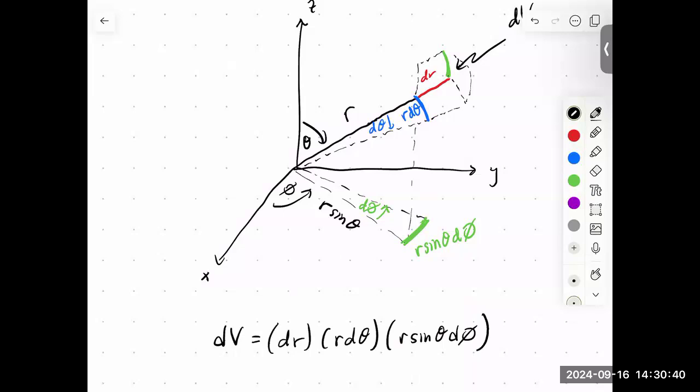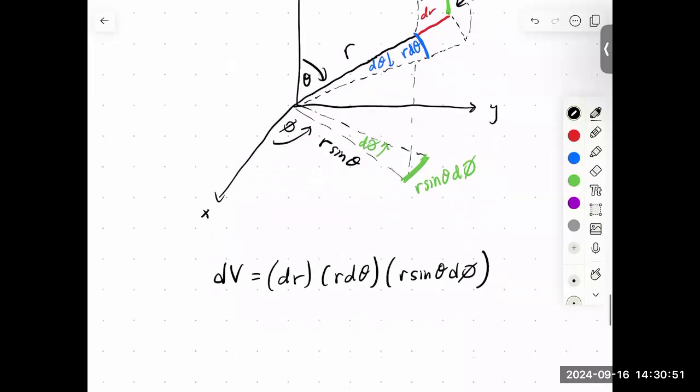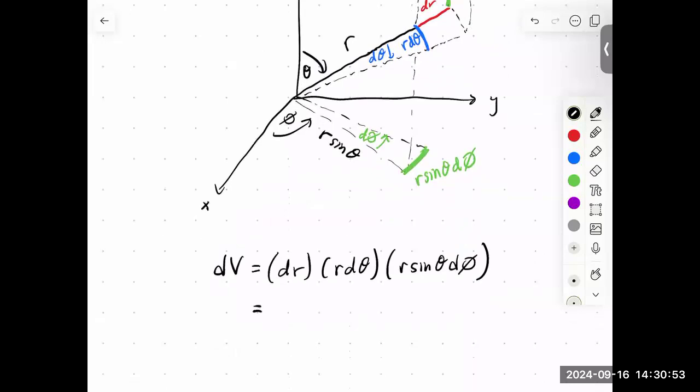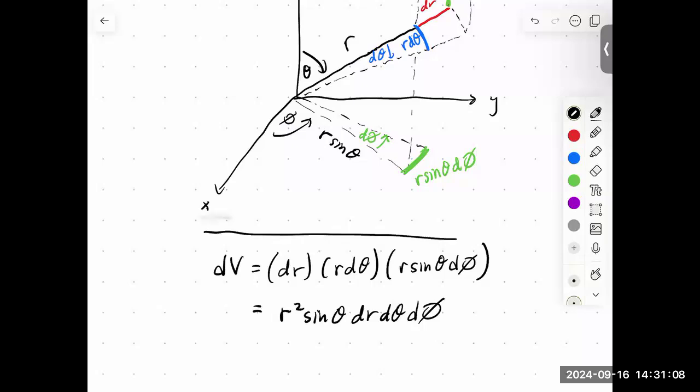We could check that it has the right units. It has to have units of length cubed. r squared is length squared, and then dr makes it length cubed. And so usually you'll see this expressed as something like r squared sine theta dr d theta d phi or something like that. So that's our little volume element in spherical coordinates.